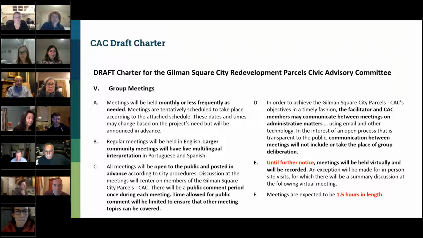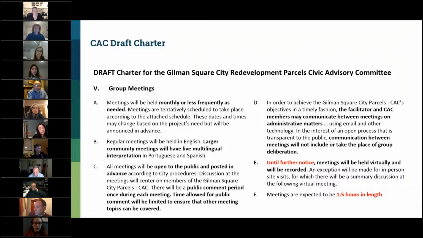And then this is more of the logistics side of things. We will aim for monthly meetings. As we get deeper into this process, we may not need to meet every month. And so we'll talk about that as we get closer to meetings where we need to go down to once every other month, once we get through the first core chunk of engagement.